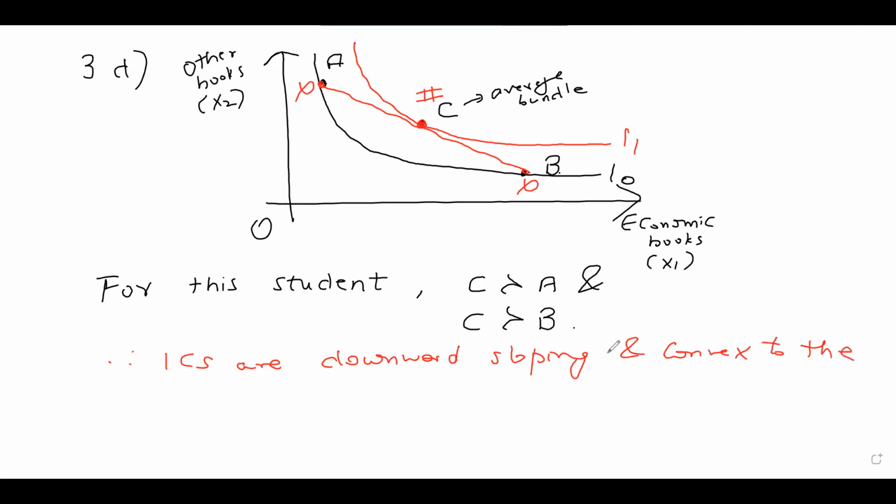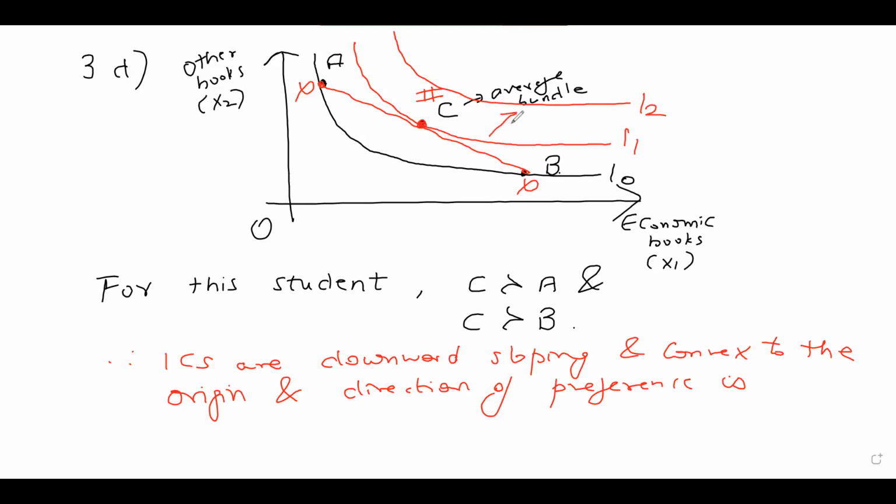They are downward sloping and convex to the origin, and the direction of preferences, higher indifference curves are increasing in which direction, guys? This is I2. The direction of preference is northeast. Higher indifference curves are increasing in the northeast direction.